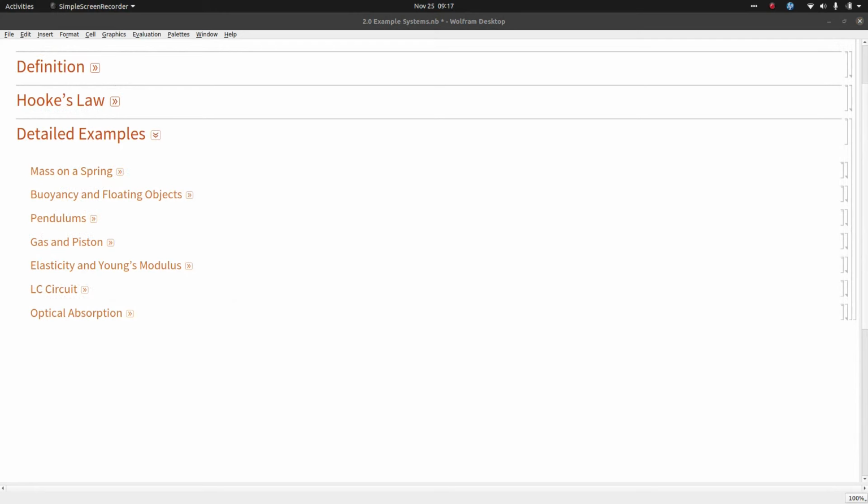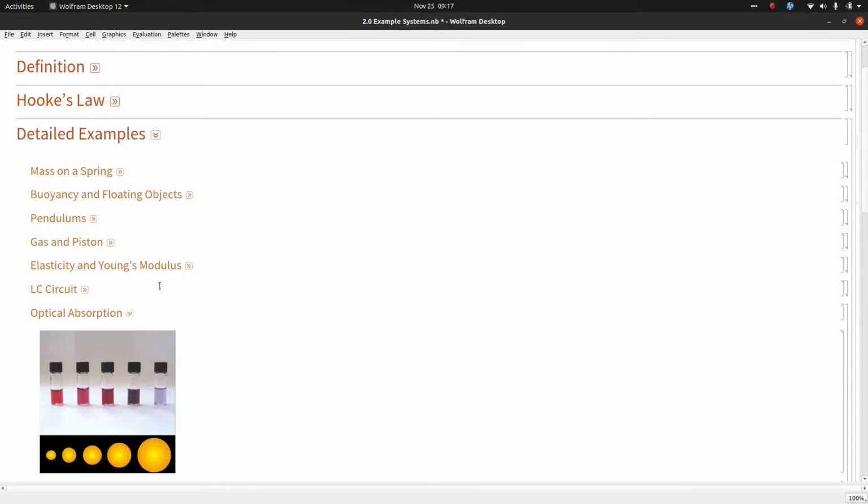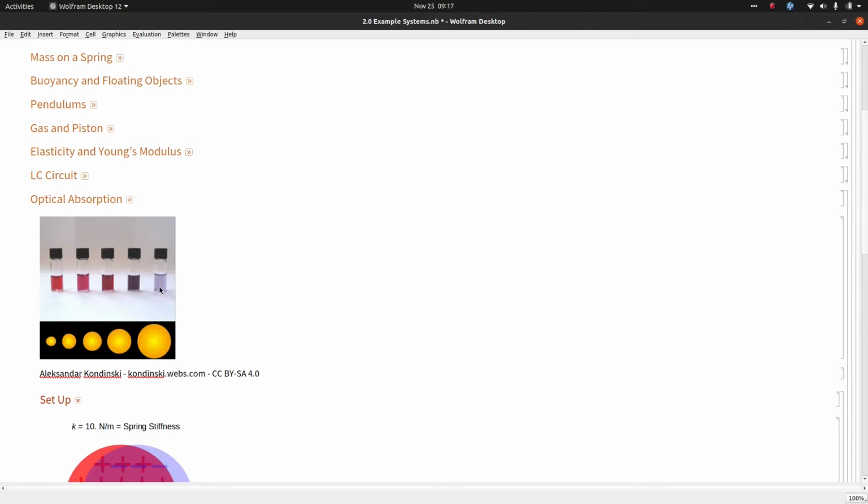For our last example, this is one that is very near and dear to my heart. We're going to be looking at the optical absorption of a nanoparticle. So nanoparticles, you can see some example solutions of them here. And when you get to the nano world, physics gets a little bit different. Some of the material properties that you're used to at a macroscopic level don't hold for the nano world.